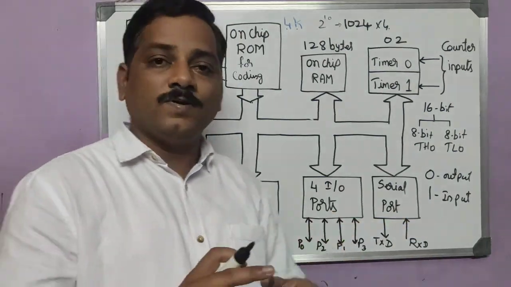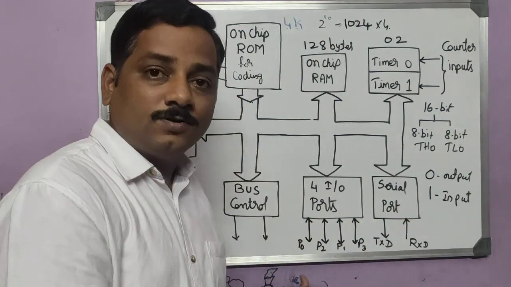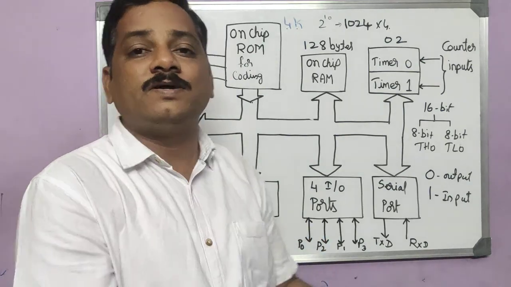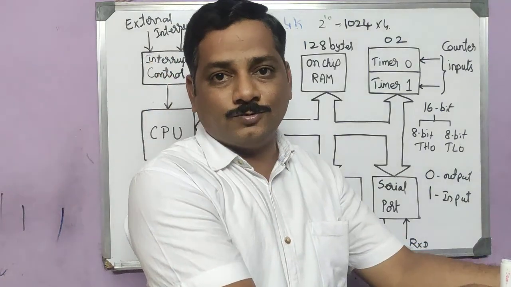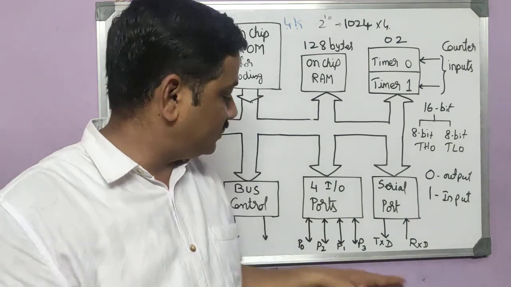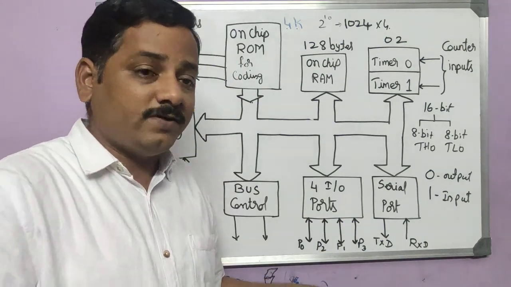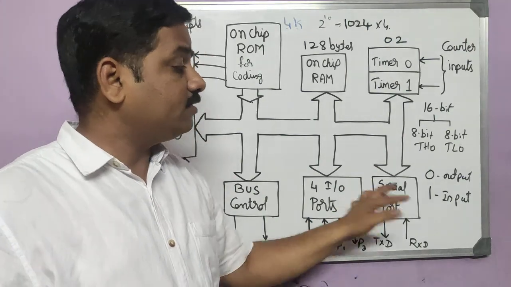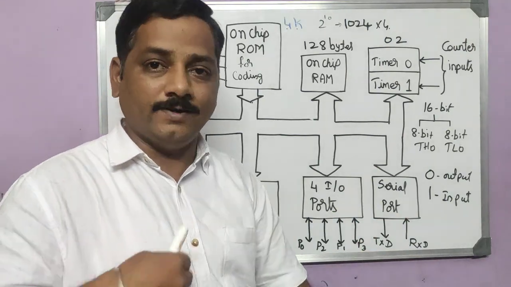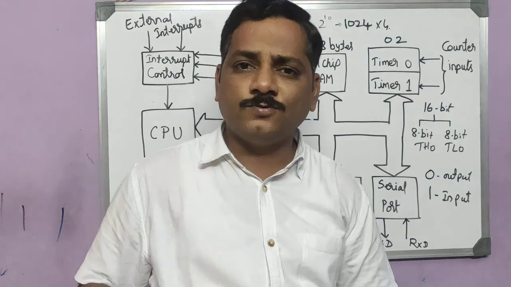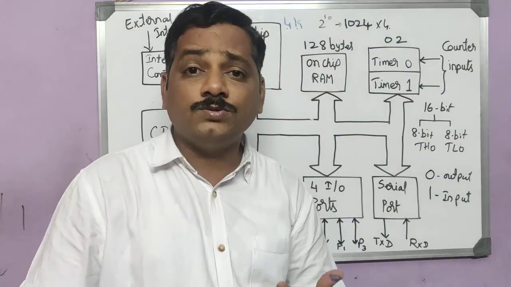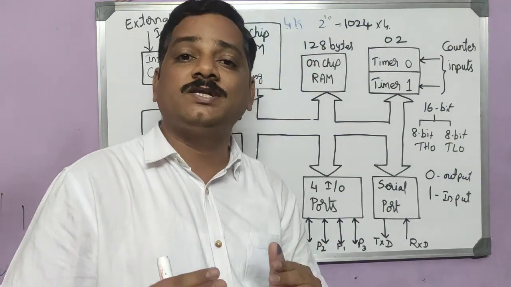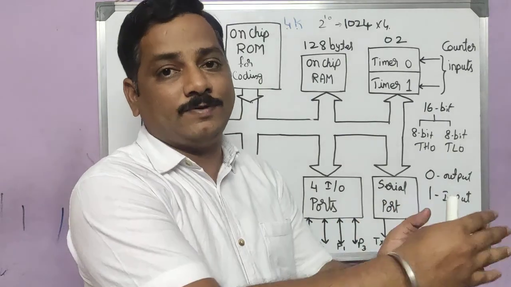If I make it 0, which is the default, the ports will behave like an output port, so we can give output to external devices. If you want to read from external devices, then you make this 1 so that it will read. For that you have to do the programming, and where to write that program will be studied when we take up these ports separately.